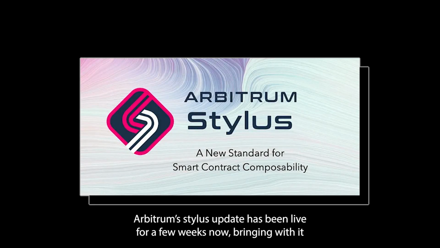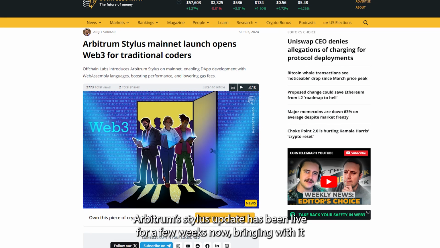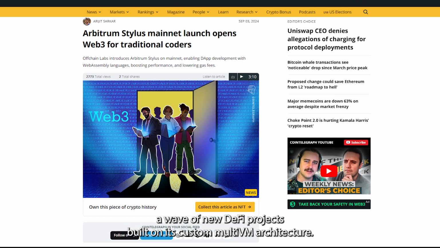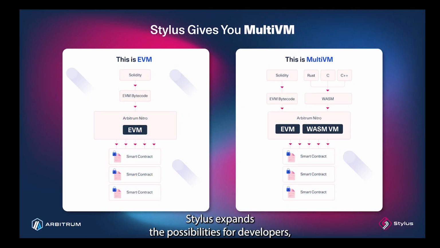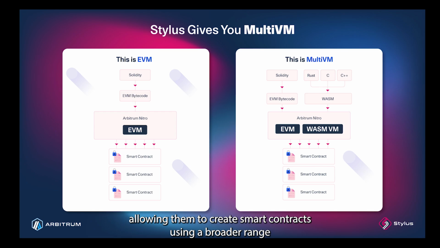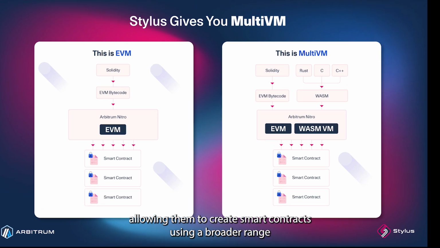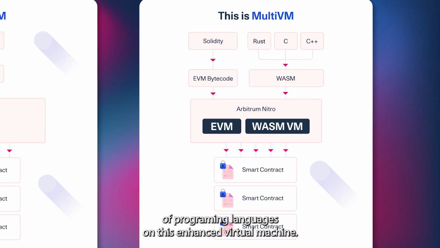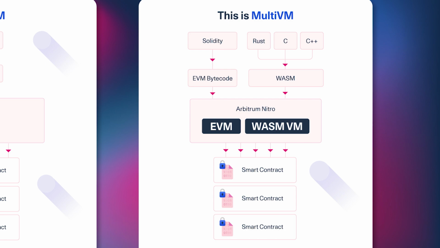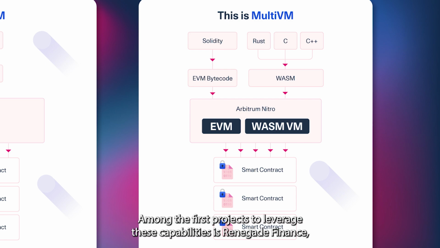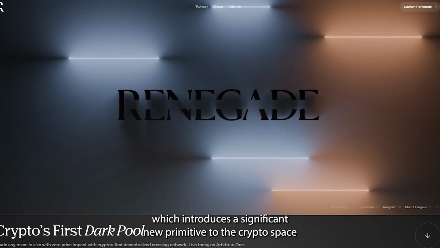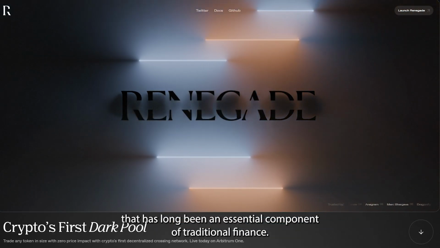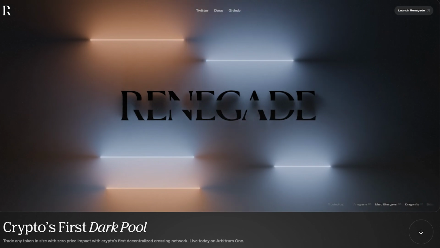Arbitrum's Stylus update has been live for a few weeks now, bringing with it a wave of new DeFi projects built on its custom multi-VM architecture. Stylus expands the possibilities for developers, allowing them to create smart contracts using a broader range of programming languages on this enhanced virtual machine. Among the first projects to leverage these capabilities is Renegade Finance, which introduces a significant new primitive to the crypto space that has long been an essential component of traditional finance.